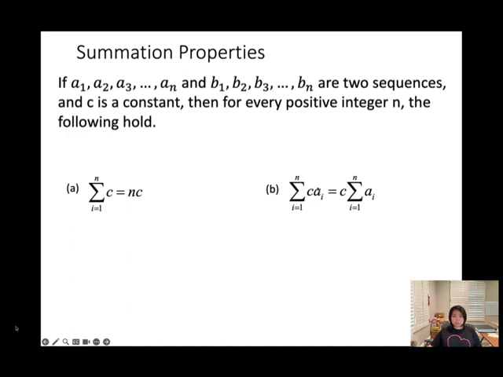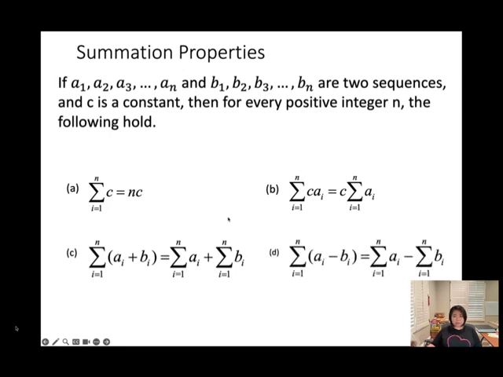Or this guy, ai, is going to be the general term, and c is a constant. Since this is a constant, you could take it out. Okay, make sure you add the parentheses. Okay, c, parentheses, and then a1 plus a2 until an. And then you have the two general terms, ai plus bi. You could break it down. Just looks like you distribute the summation notation here. Same idea for the subtraction.